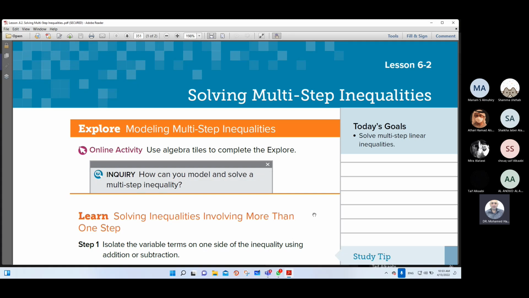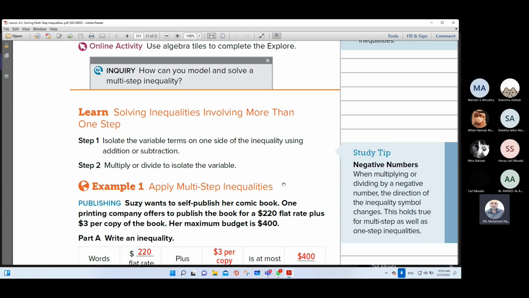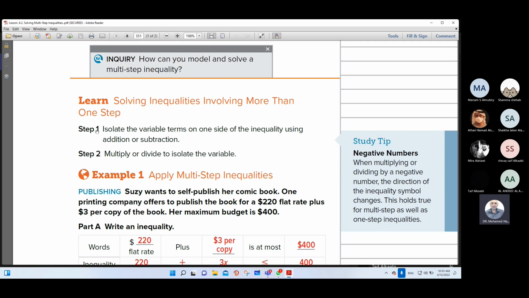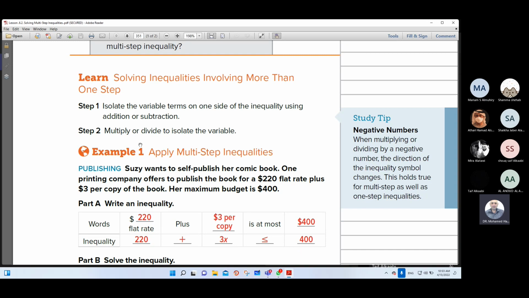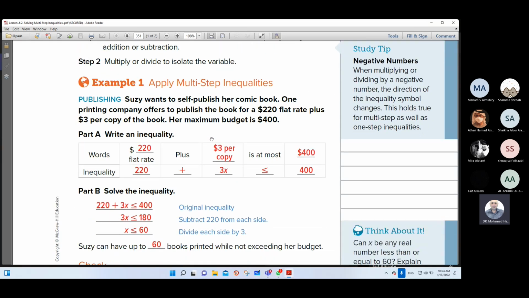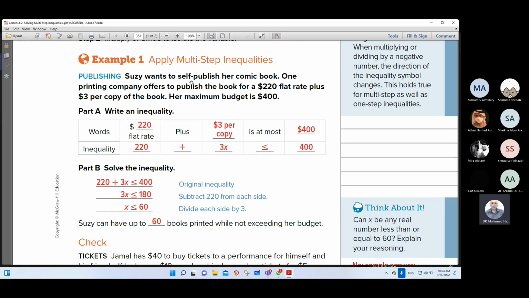So the second lesson, solving multi-step inequalities. We want to learn in this lesson solving inequalities involving more than one step. Step 1, isolate the variable terms on one side of the inequality using addition or subtraction. Step 2, multiply or divide to isolate the variable. For example, we have here a word problem. We want to write the inequality from the word problem.